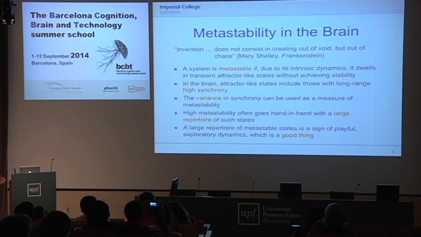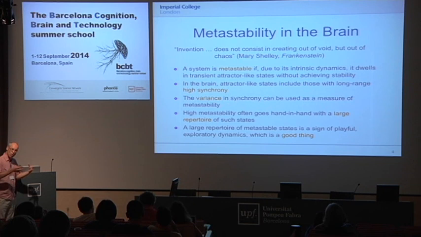The kind of things that people in dynamical systems like to study are often systems that converge on a stable state or never converge on a stable state. But metastability is a sort of halfway thing, where you've got a system that dwells for longer than statistically expected in an attractor-like state, but never actually falls right into it. It never converges on that state and becomes stable. Rather, it migrates between a number of these metastable states.